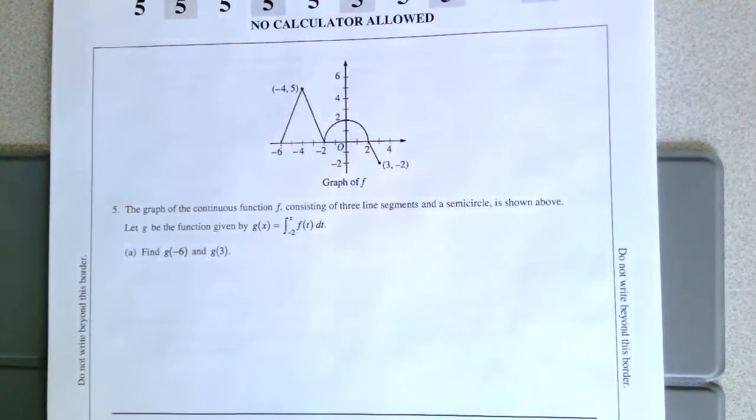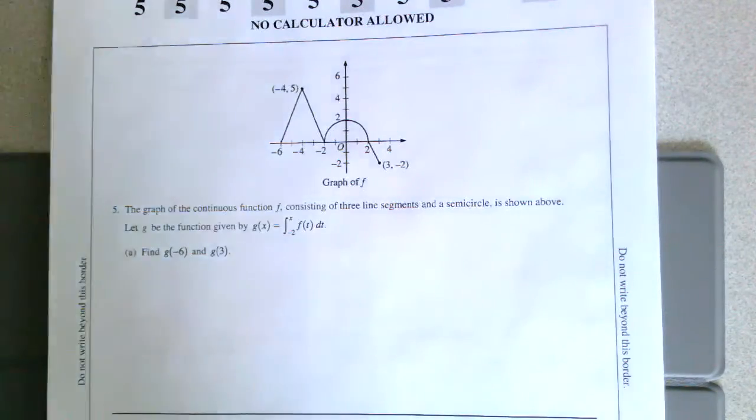It says the graph of the continuous function f consisting of 3 line segments and a semicircle is shown above. Let g be the function given by g of x equals the integral from -2 to x of f of t dt. So g is an integral function. You're integrating f. f is the function graphed here. So it says find g of -6 and g of 3.